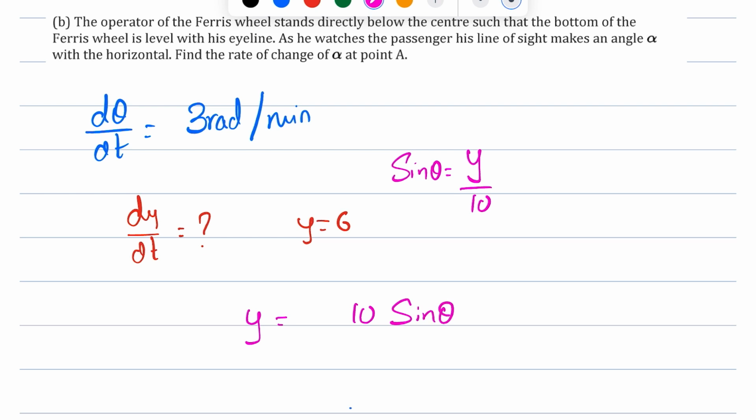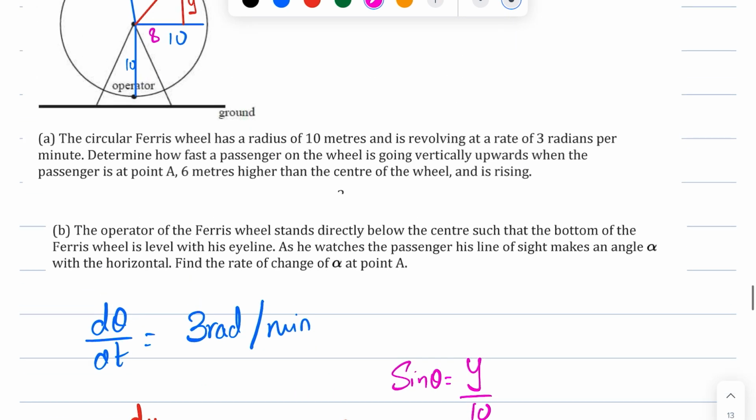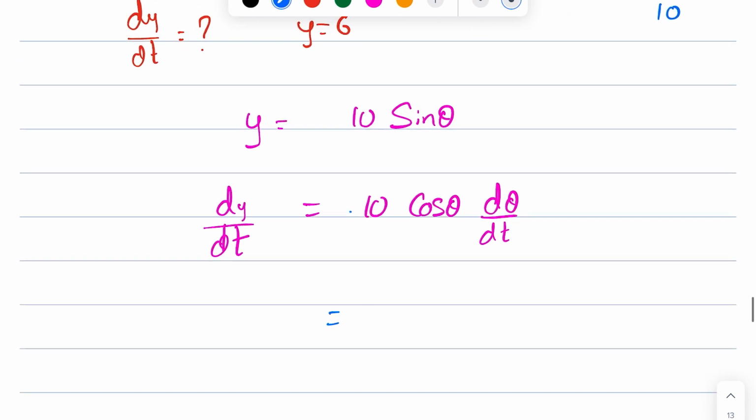So first frame an equation, then differentiate on both sides with respect to t. dy by dt equals 10, sine theta's derivative is cos theta, times d theta by dt. I need to know cos theta. So from the Pythagorean triplet, cos theta equals adjacent side upon hypotenuse, 8 upon 10. So plug in those values over here, 10 times 8 upon 10 times 3, which is nothing but 24 meters per minute. That's going to be the answer.